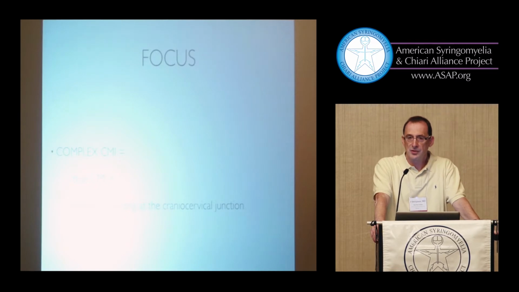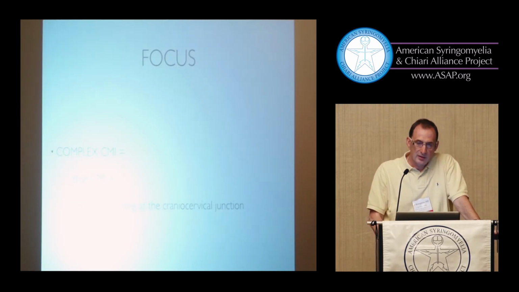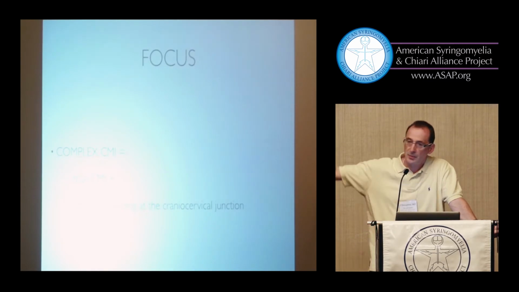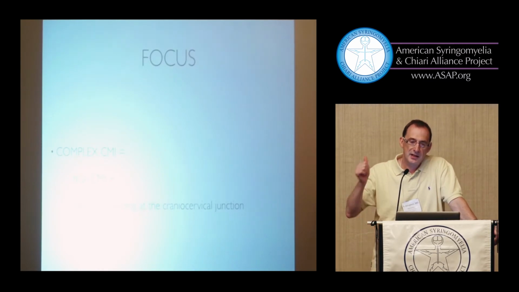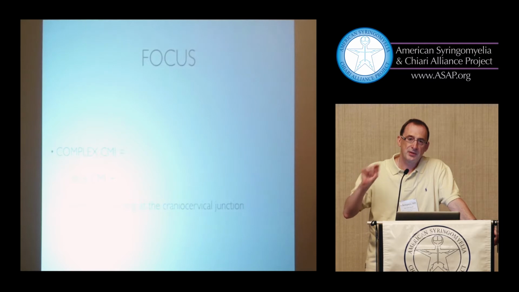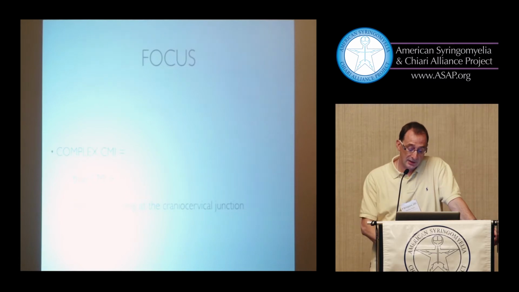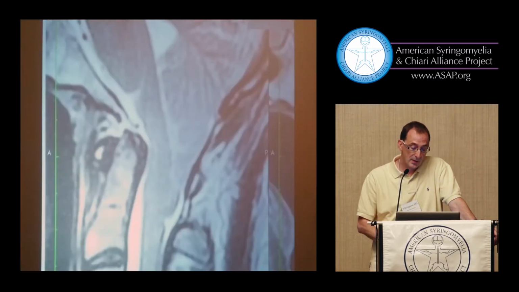the craniocervical junction. So the purest form of complex Chiari nowadays is summarized in this slide, is the Chiari 1 malformation plus something wrong at the craniocervical junction. The craniocervical junction being the borderline between the skull and the upper part of the cervical spine.